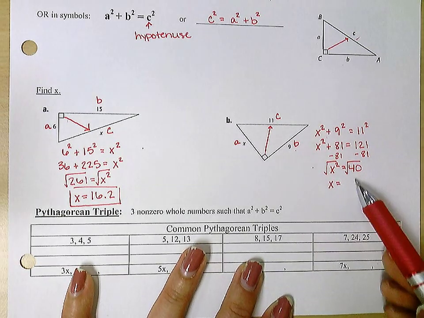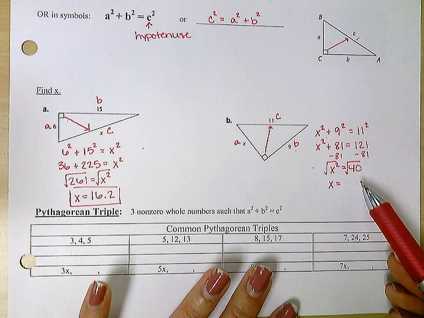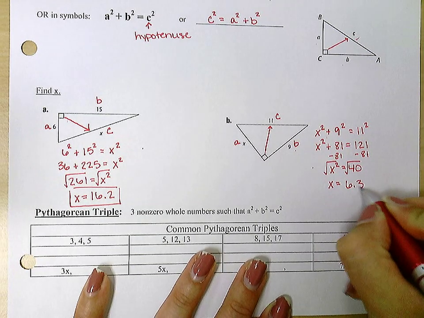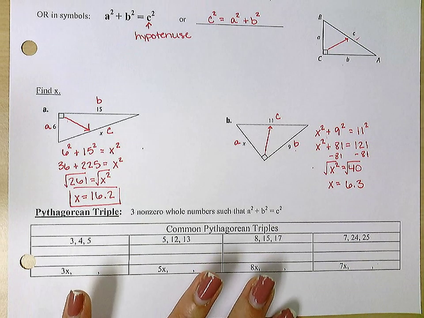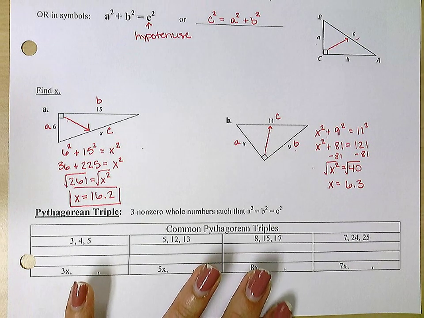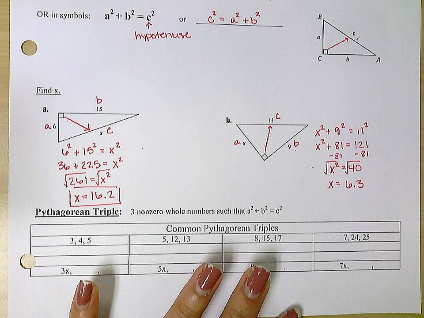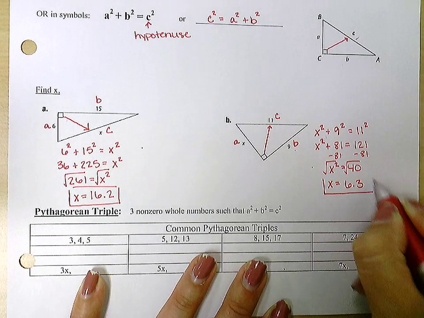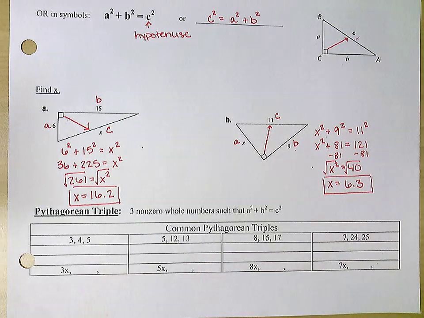Okay, and that's what you would want to plug into your calculator, square root of 40. And I got about 6.3. For those of you who have a calculator, make sure you can get that. Questions? This is easier than what we've done so far.